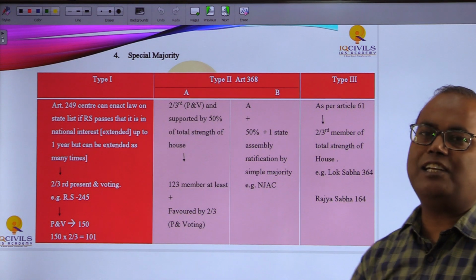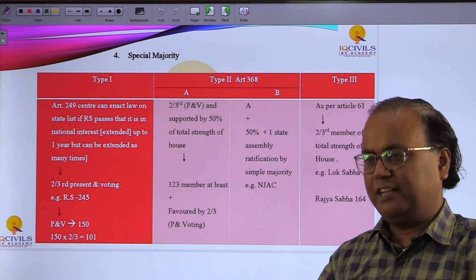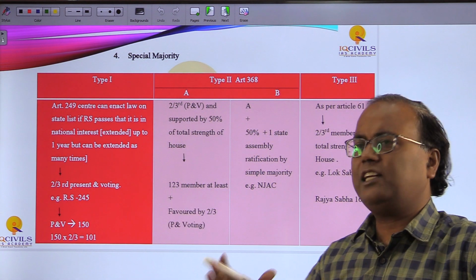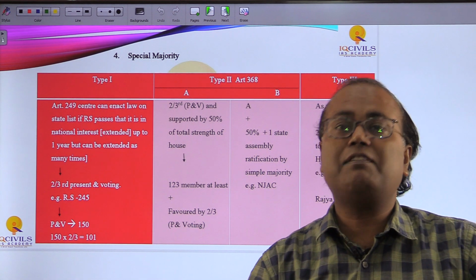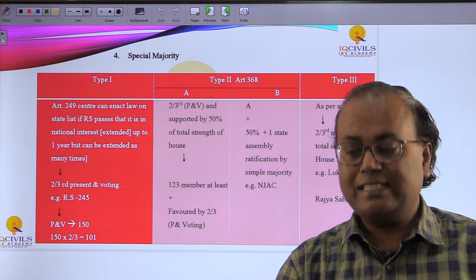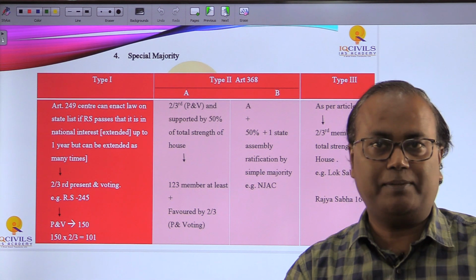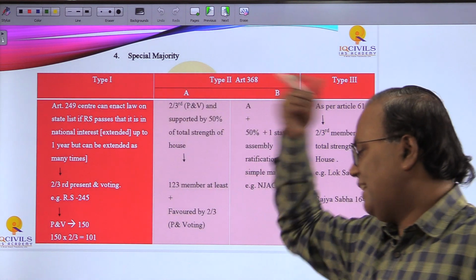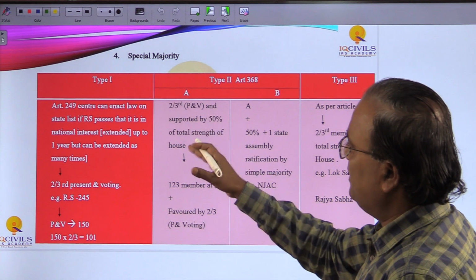In the sense that it requires at least 2/3 of the members, whether it is present and voting, or a total assent, we are going to discuss, but it requires 2/3. It means it requires around 67% of the members voting. So managing or governing that 67% is not an easy task, by any standard. It is very difficult to handle this special majority, so it is called a special majority.